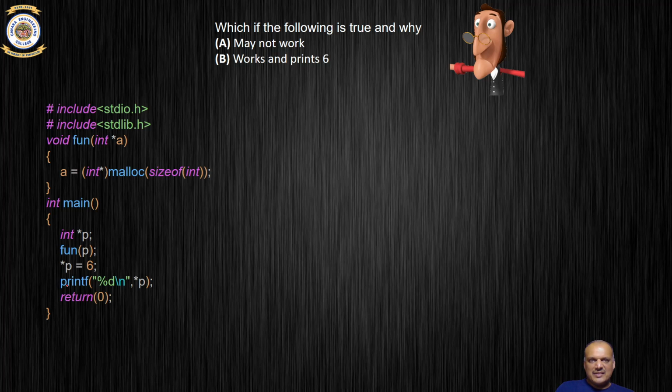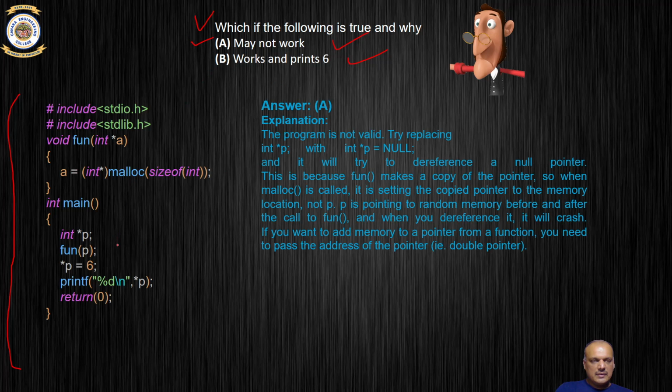So here is the question: which of the following is true, and why? Either the code will work and prints Z6, or it may not work. Which of these two statements is true with respect to this code snippet? So that's the question. Pick A or B with respect to this piece of code. And the right answer is A. So why is it A?